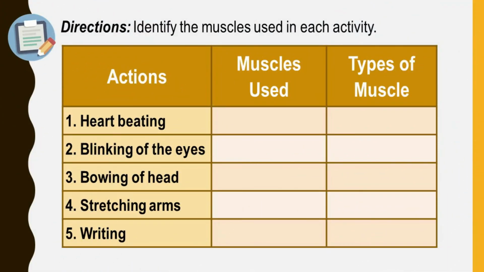Directions: identify the muscles used in each activity. But before answering, kids, kindly copy this table in your activity notebook. First column is for actions. Second column is for muscles used. Third column is for types of muscle. The first action is heart beating. Number 2, blinking of the eyes. Number 3, bowing of head. Number 4, stretching arms. Number 5, writing.